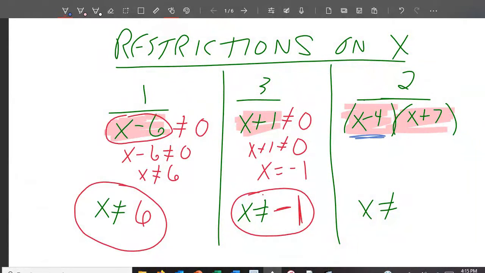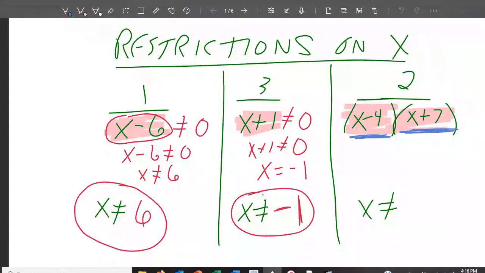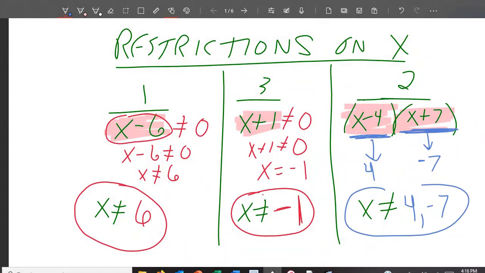Now over here, I'm going to have 2 restrictions because there's 2 binomials. Now, if you didn't notice on the first 2, the restriction is just whatever the opposite sign is of what's in that parentheses. So the restriction for this one would be +4, and the restriction for this one would be -7. So you have to specify that up front, what x cannot be.